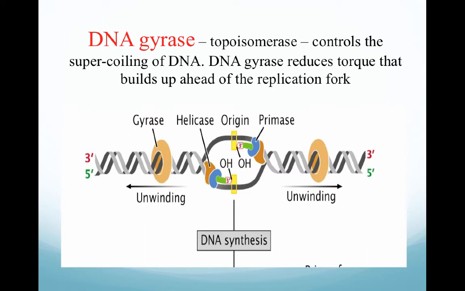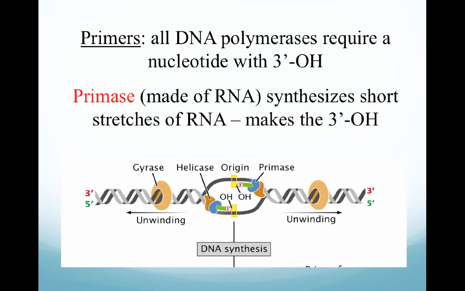So DNA gyrase is a protein that will set down around the DNA ahead of the replication fork on either side and help to absorb all that torque and smooth out the DNA so it doesn't get really stranded up around itself. So that's DNA gyrase's function.